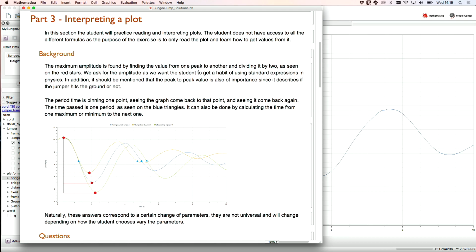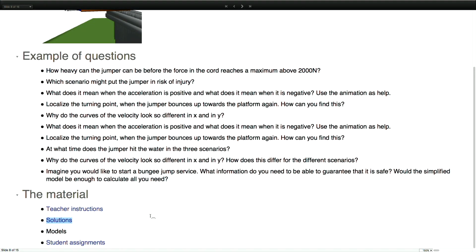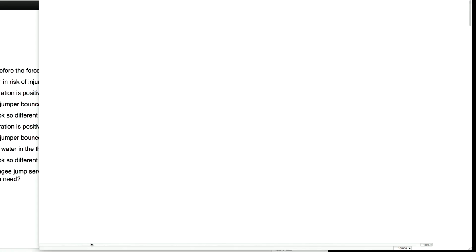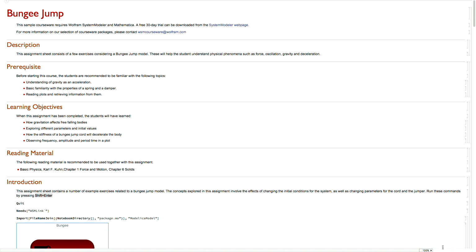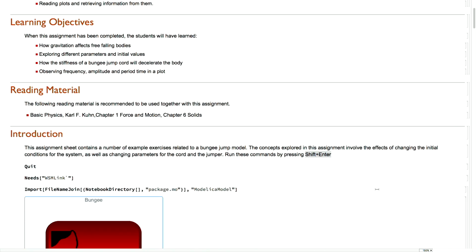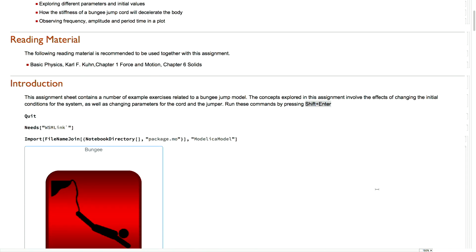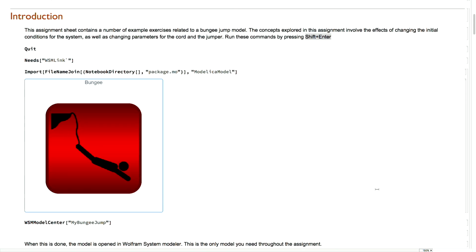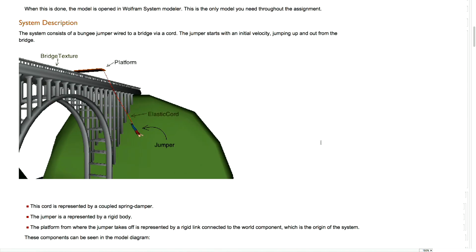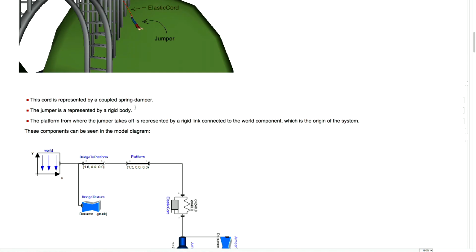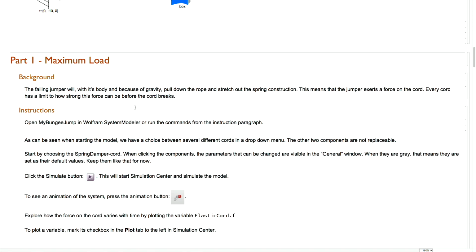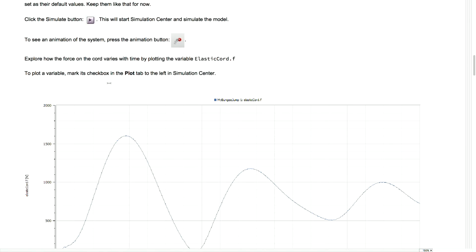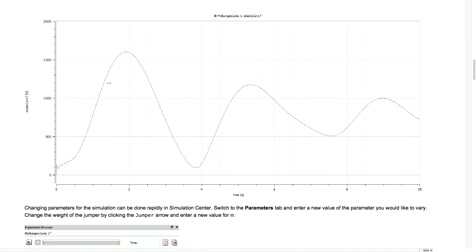And then finally, the models you have already seen. Then of course you have the student assignments. The student assignments have the learning objectives, they have the reading material, and then they give step-by-step instructions on how to do it. So it's: okay, load this model, load this package, this is how it looks, and eventually you will get to your first question and so on.